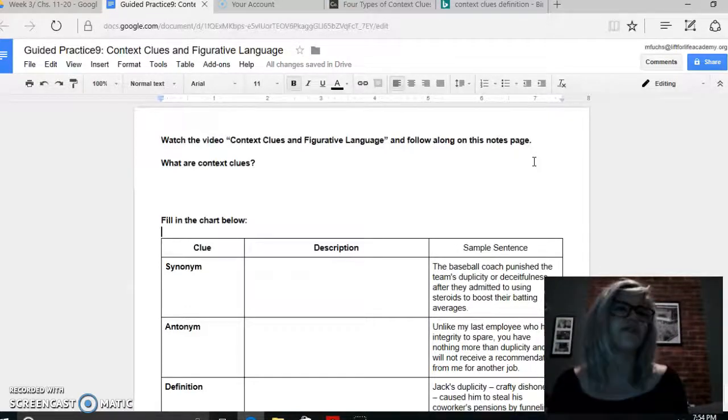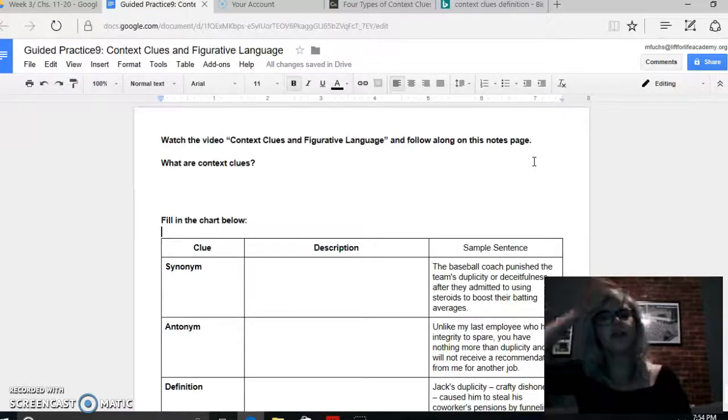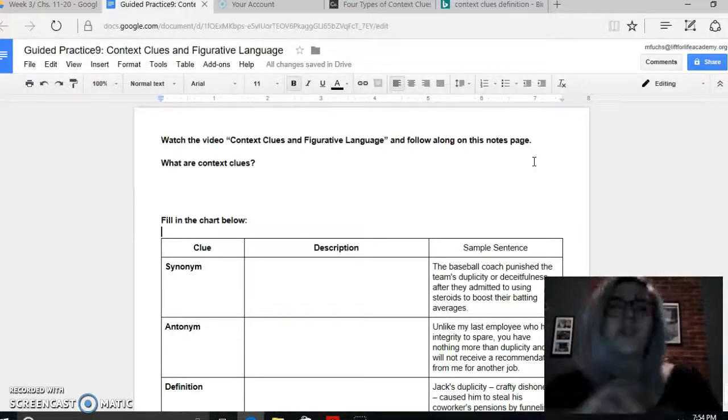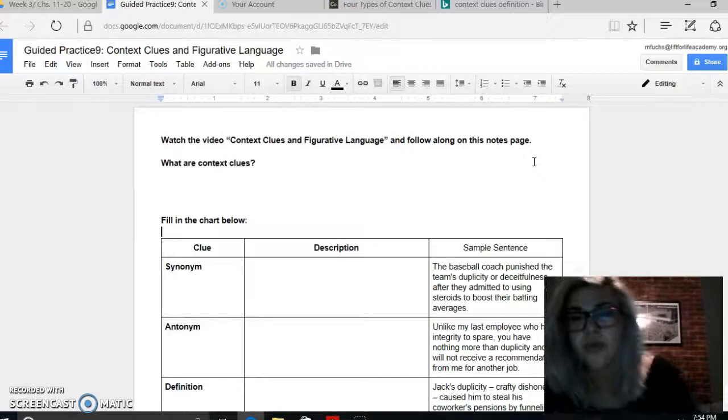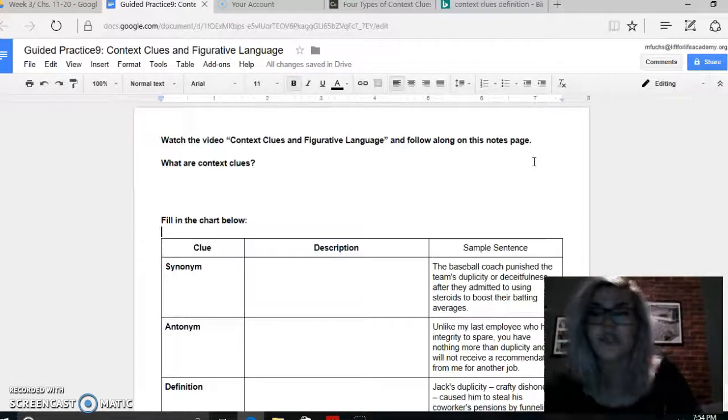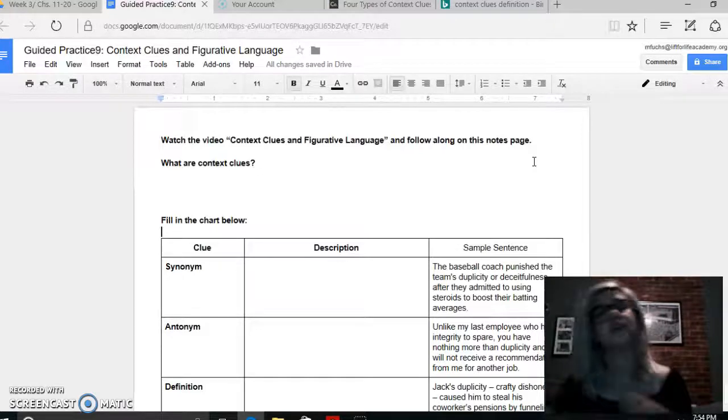In our final preparation for the map test, we are going to talk about context clues and figurative language. I've told you guys multiple times that the reason I think we struggled on the benchmark test and struggle on the map test is because of vocab. In the year, I don't have enough time to go over all the vocabulary you need to know for your lives, so I need to teach you the strategies to figure out what words mean.